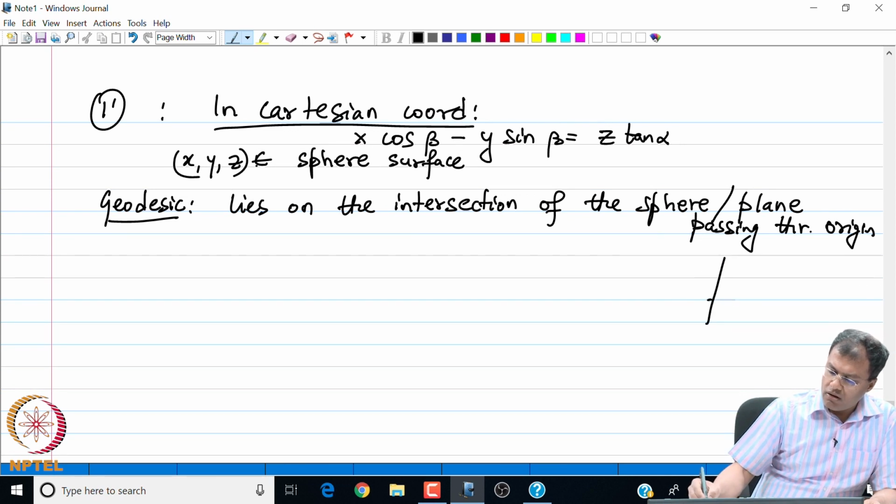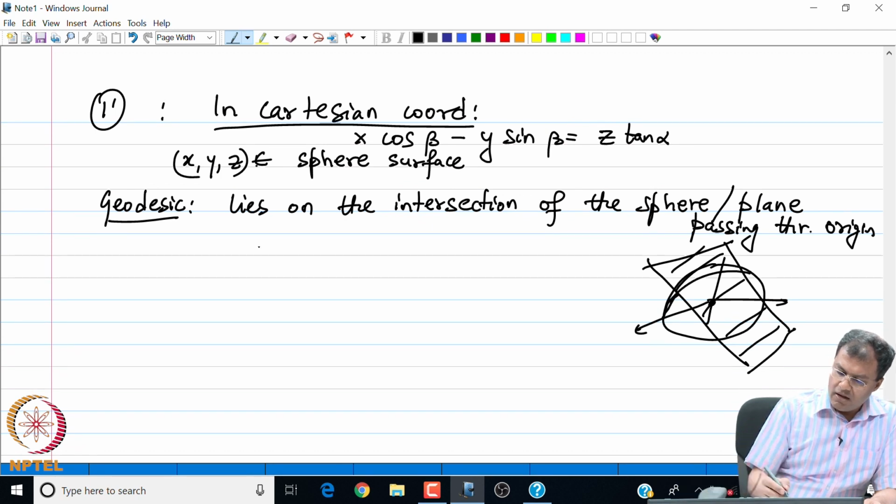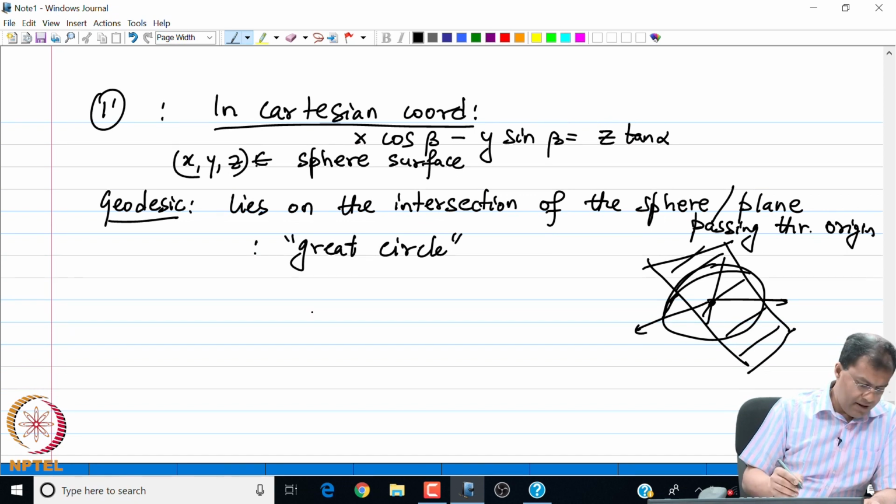if I were to draw a sphere, let me just show the diagram quickly. Here we have a sphere and here we have a plane, which cuts the sphere and passes through the origin, and the intersection of this plane and the sphere can only be an arc which is the equator of the sphere, the great circle. The great circle is the equator circle with the largest diameter. So, that is the geodesic on the sphere.